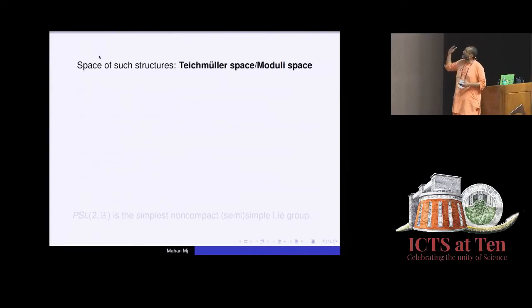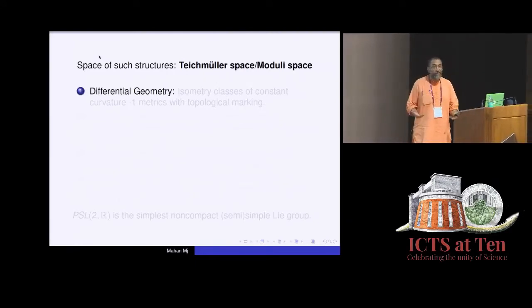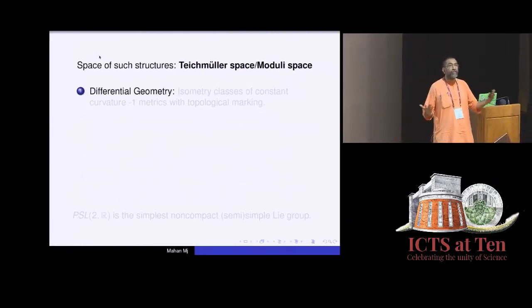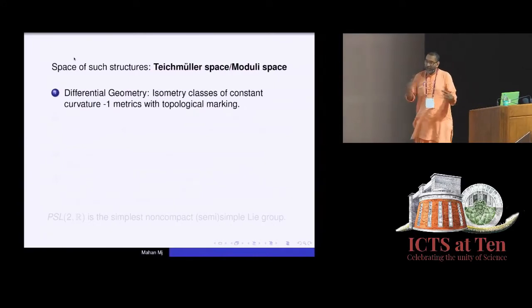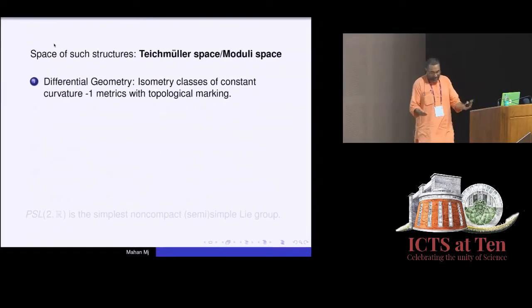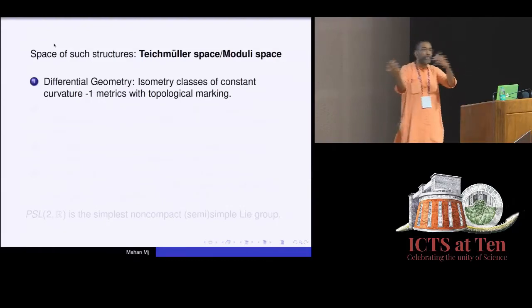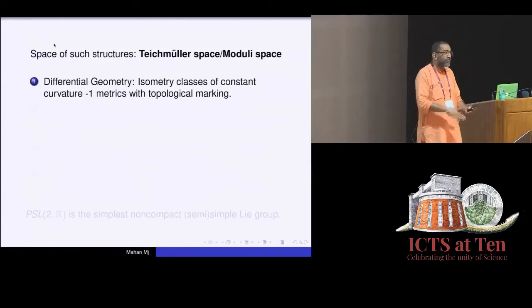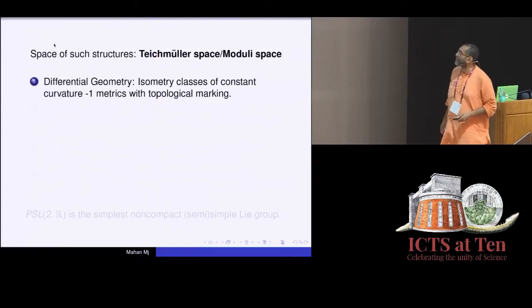So the space has a name. It's called the Teichmuller space or the moduli space, depending on which category you're looking at it from. From the differential geometric point of view, you're looking at isometry classes of constant curvature -1 metrics on such surfaces. There's one extra subtlety. Two of these metrics are the same if they are isometric, but the isometry has to have a little bit of a topological marking. Basically, the map between the surfaces which gives you the isometry has to induce the identity map at the fundamental group level.